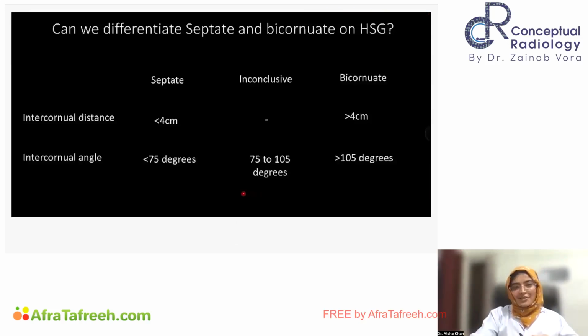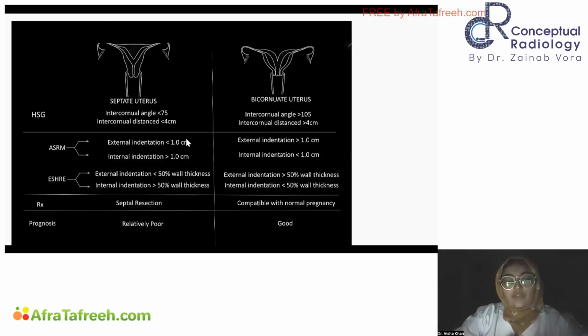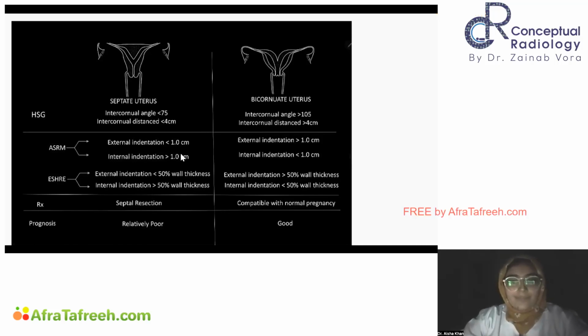This is our HSG. So this is septate versus bicornuate. HSG, what is the criteria? In one slide, everything put together: ASRM, Eshere classifications, then the treatment. In a septate uterus, nothing big, just go on and resect the septum. Whereas in bicornuate, it is having a much better pregnancy outcome.